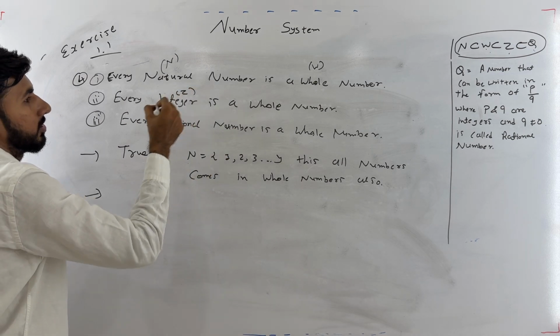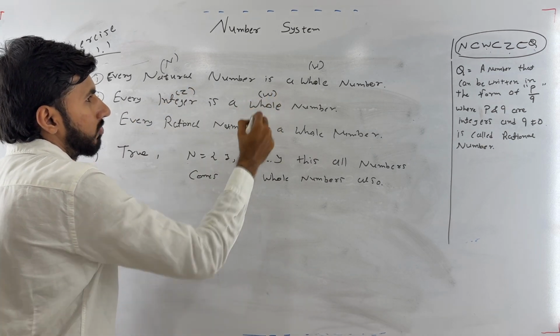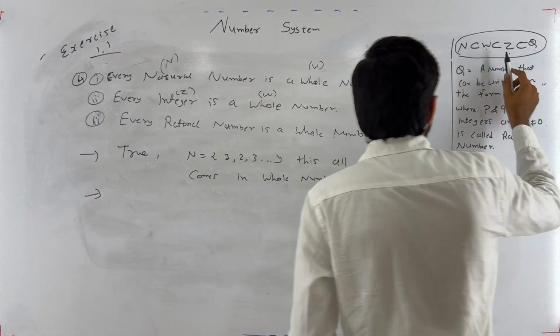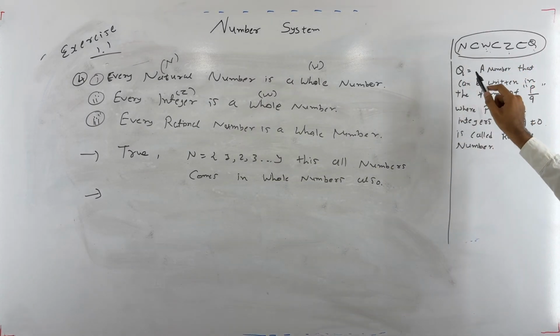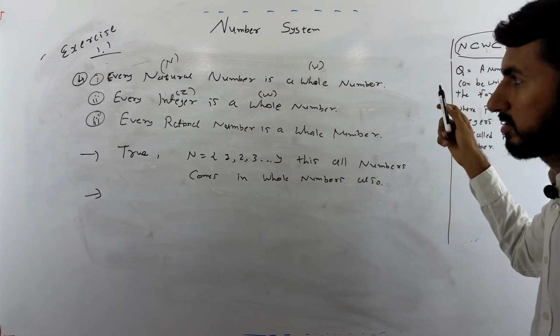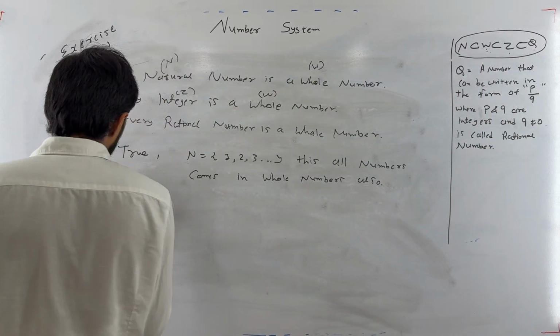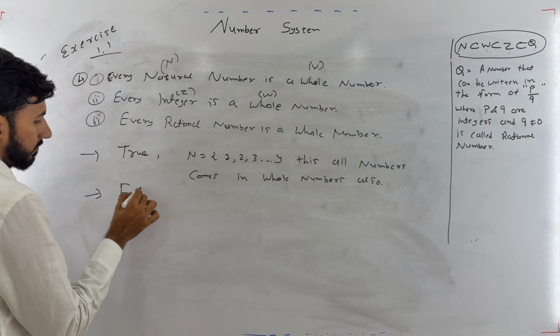Every integer is a whole number. We can write integer as Z, whole number as W. Now go here. The question asked is that every integer is a whole number. The question is asked in the reverse direction. It will be false. So here we write it is false.